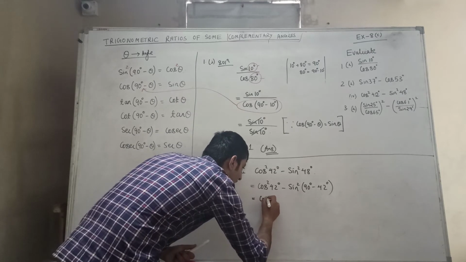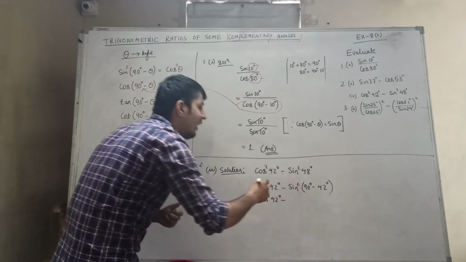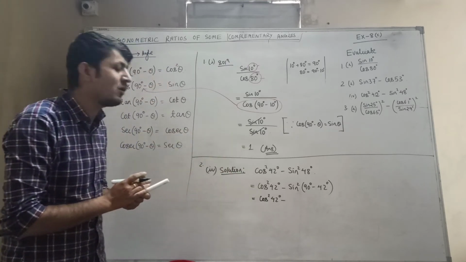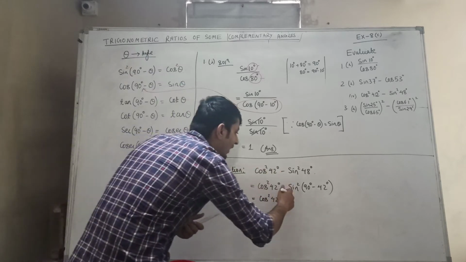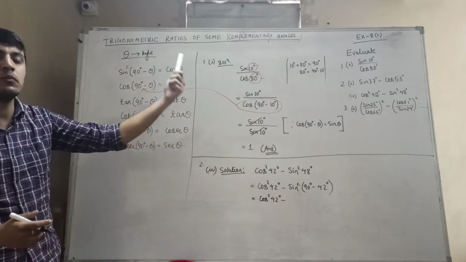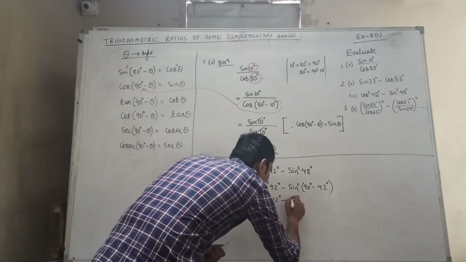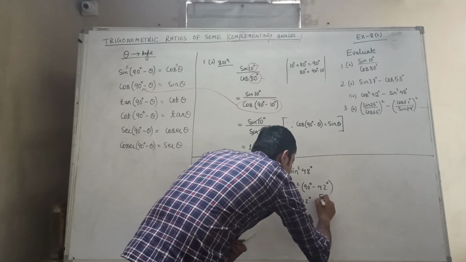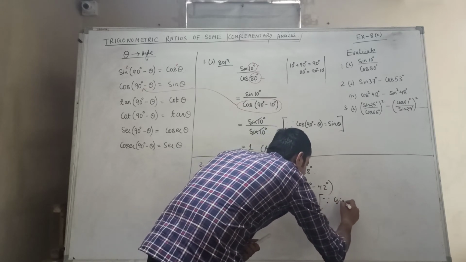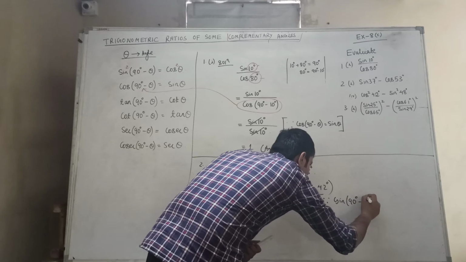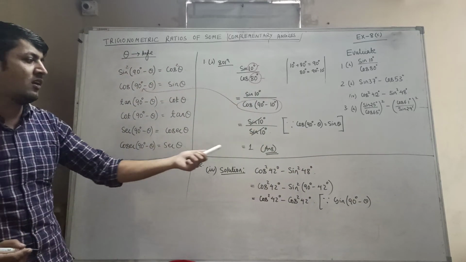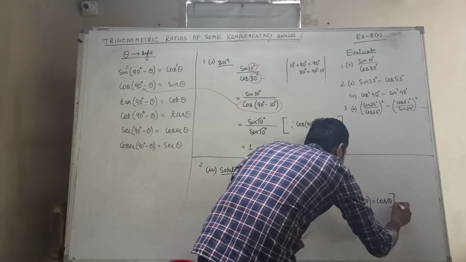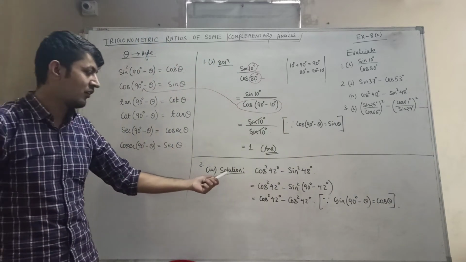So this is cos square 42. Now sin 90 minus theta is going to be cos theta. So sin square 90 minus theta will become cos square theta, so it will be cos square 42 degree. You can give the reason: since sin 90 minus theta is equal to cos theta. I hope this is clear for you.